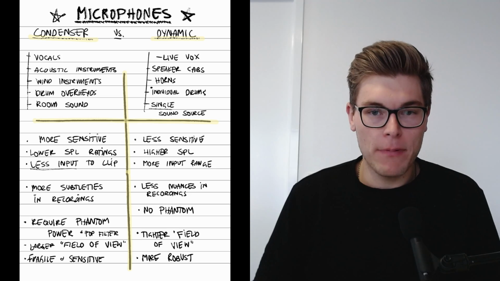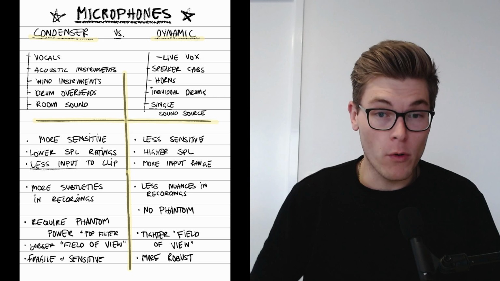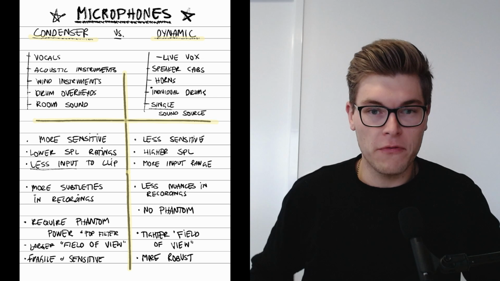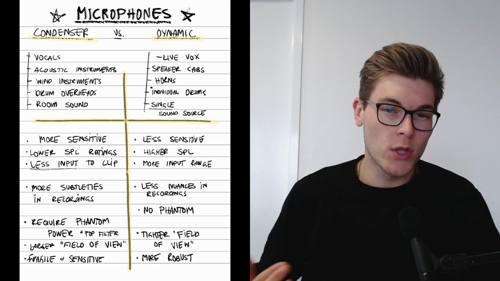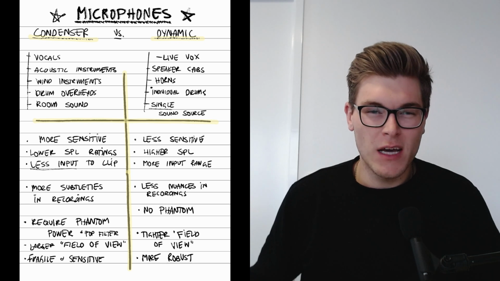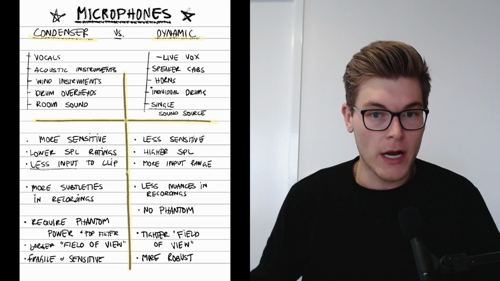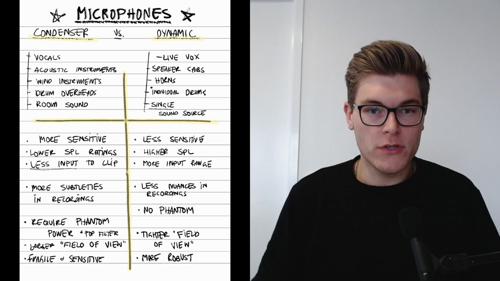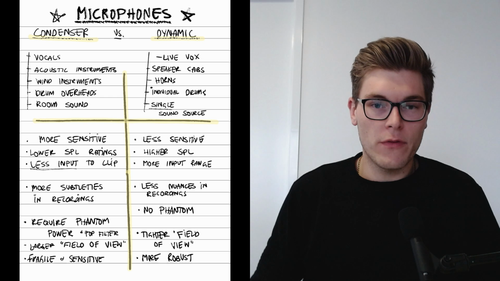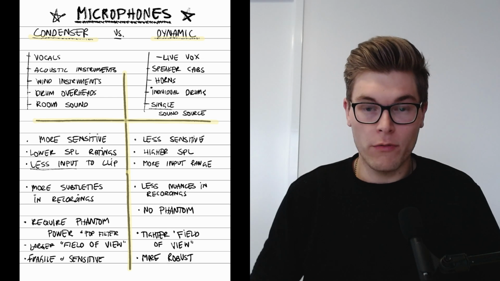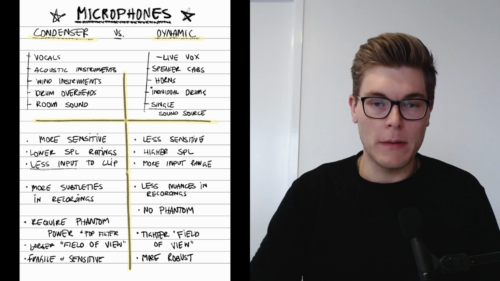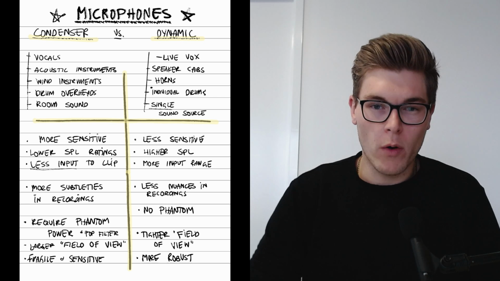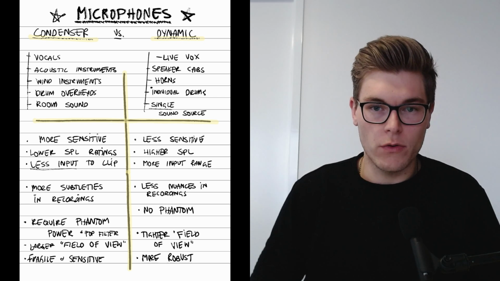So just to recap, condenser microphones tend to be a bit more sensitive with a larger sort of field of view. They tend to have lower sound pressure ratings, which means you need to be a bit more careful with how much input you're driving. They tend to be a bit softer sounding, but as a trade-off, they can be a bit more fragile, they're easy to break, and they tend to cost a bit more. They also do require phantom power, so these are things to sort of consider.